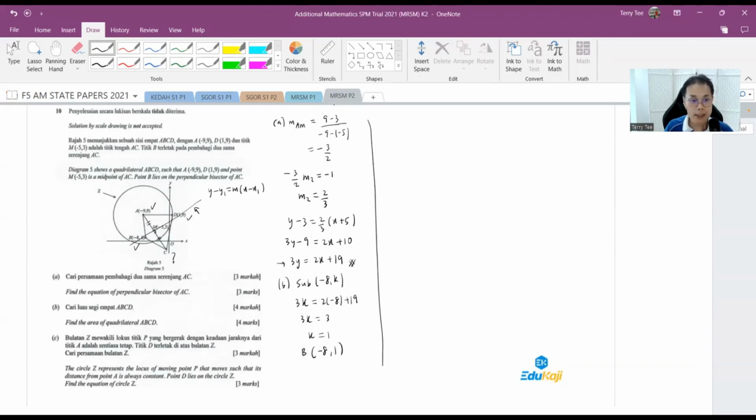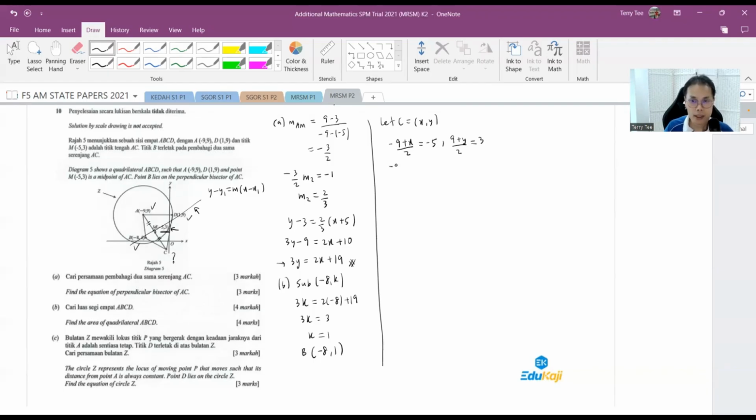Okay, now that I know point B, I still need to find point C. And we know that M is the midpoint of AC. So we're going to let C be X, Y. So let's take -9 plus X divided by 2. We know this must equal to -5 because the coordinate point M is -5, 3. The X coordinate is -5. Then we continue with 9 plus your Y divided by 2. The result must equal to +3 because your Y coordinate of point M is just 3.